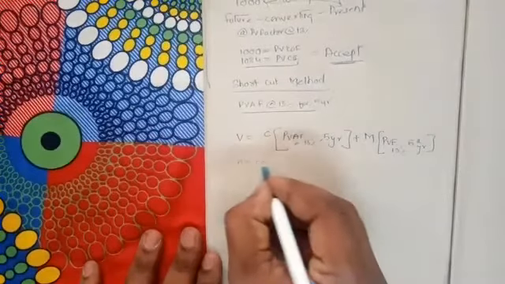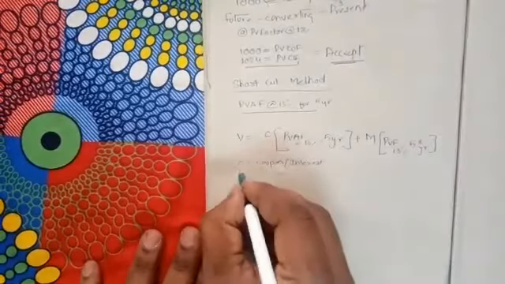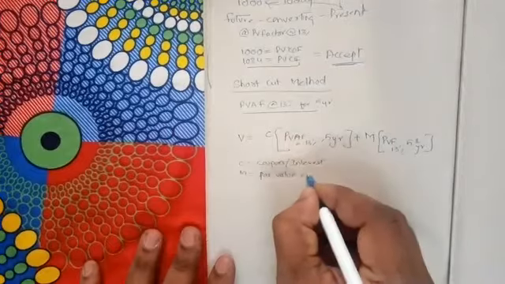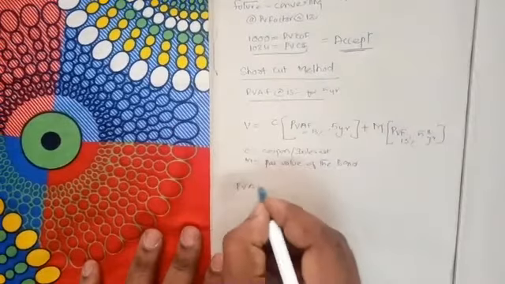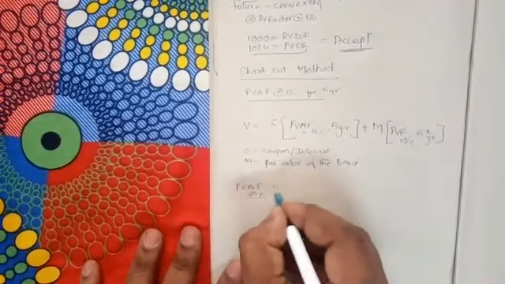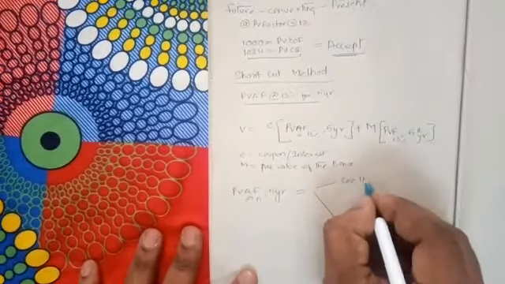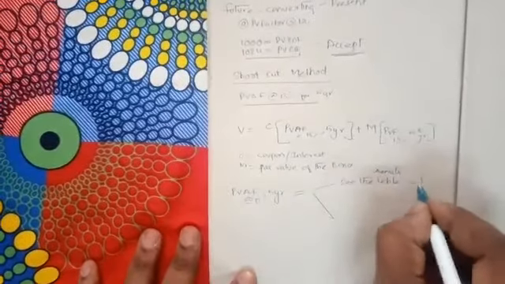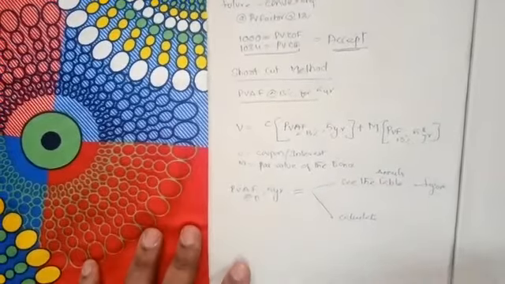Here C means coupon. Coupon is nothing but interest. And M is the principal amount, the par value or the face value of the bond. We need to find out the PVAF at the rate of 13% for 5 years. We have two options: you can look at the annuity table and directly take the figure, or you can calculate it.